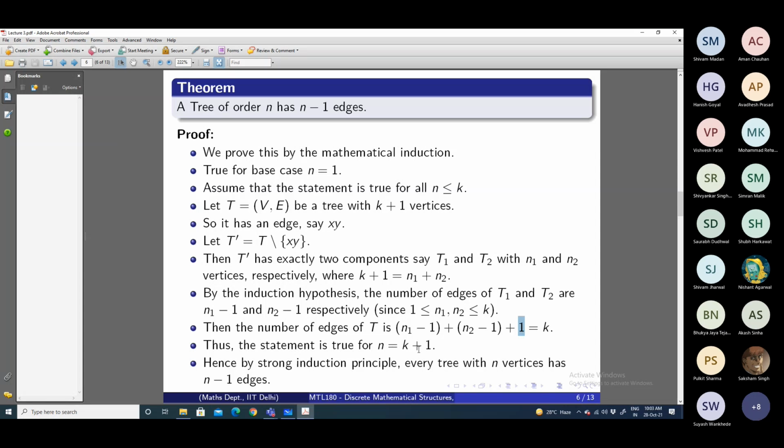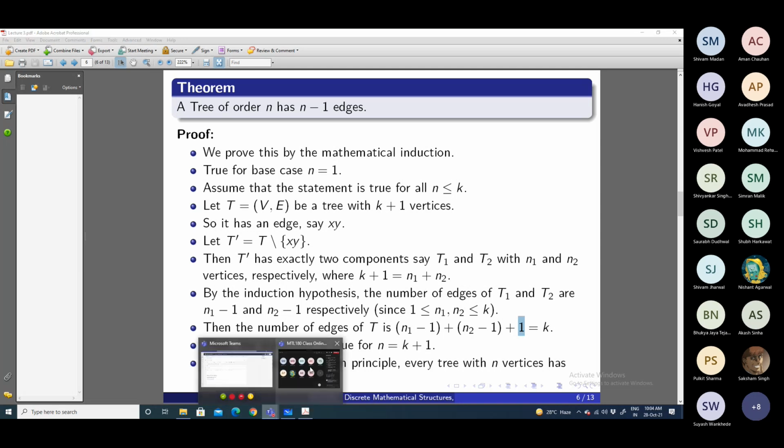Therefore by the strong induction principle, we can say that for any n, every tree with n vertices has n minus 1 edges. Okay, so any tree with n vertices has exactly n minus 1 edges. So tell me, if you have any doubt in this proof, is that fine? Yes, sir. Okay.